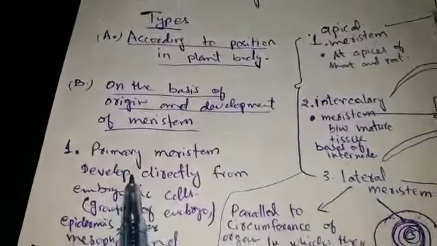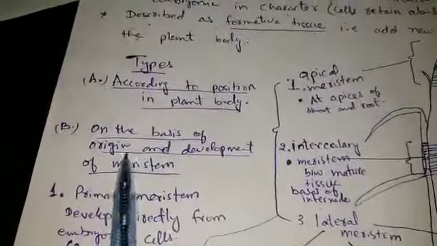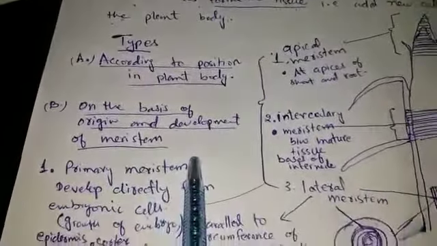These primary and secondary meristems are named on the basis of their origin and development.